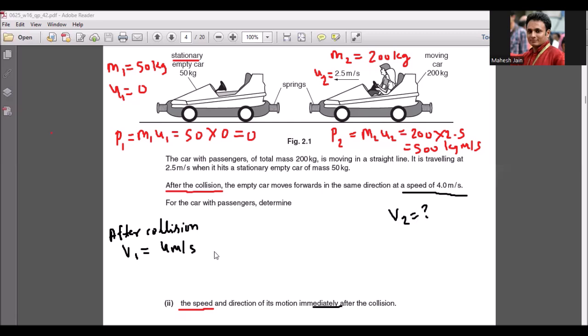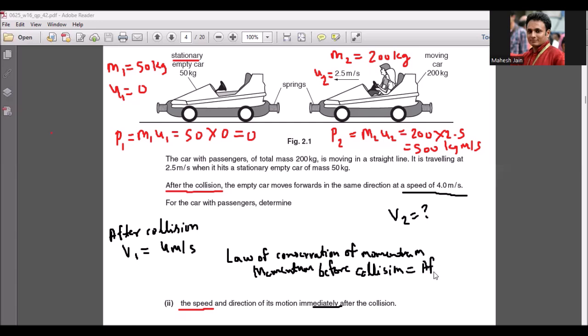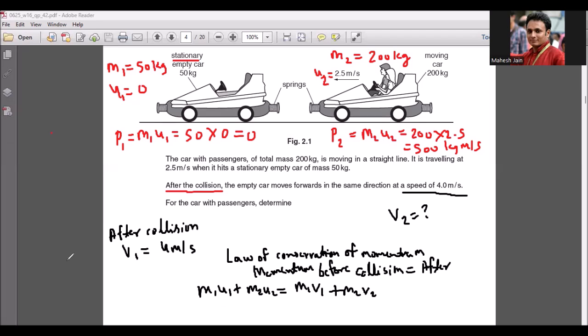We know from the law of conservation of momentum, momentum before collision equals momentum after collision. So we can just write the formula straight away: m1u1 plus m2u2 equals m1v1 plus m2v2. We have to substitute the values and we get the answer here.